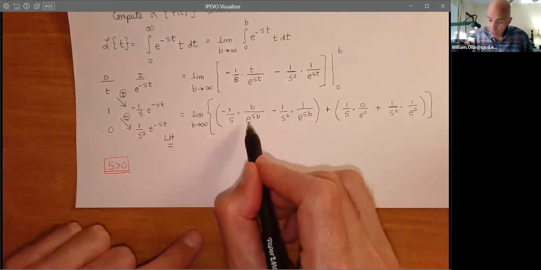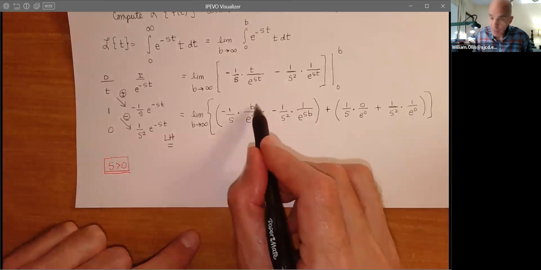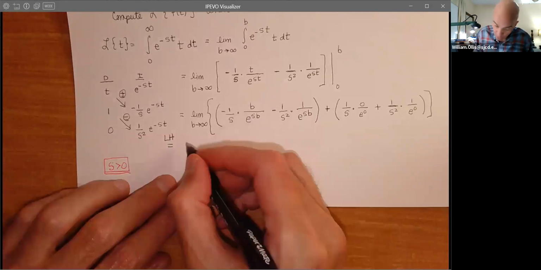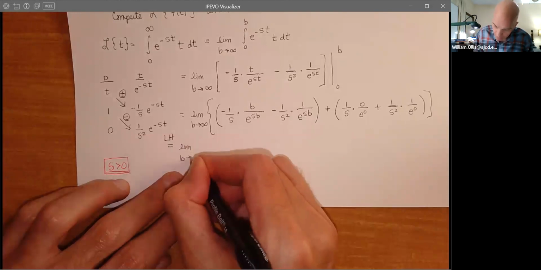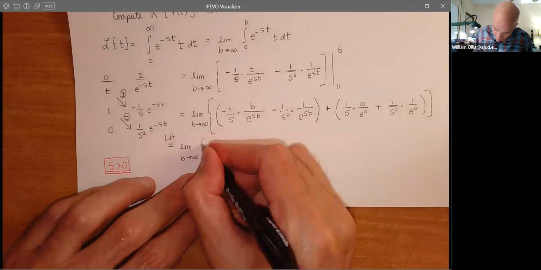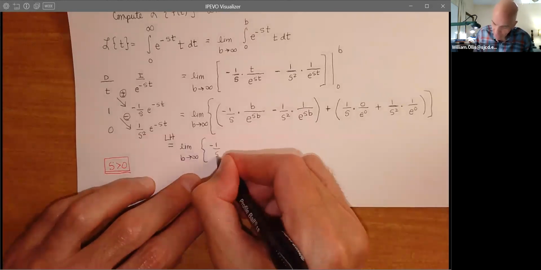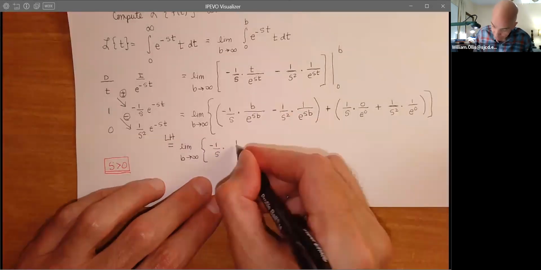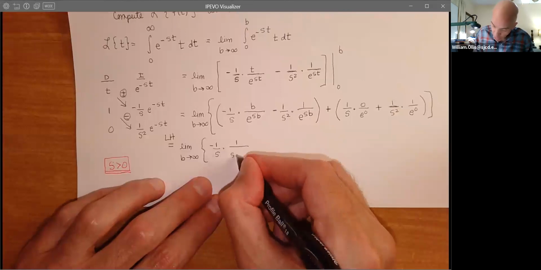And then likewise here, we'll apply L'Hopital because again, as b passes to infinity, this becomes infinite. And as b passes to infinity here, this becomes infinite. So let's apply L'Hopital. So we have the limit as b passes to infinity. So we have negative 1 over s. And then the derivative of b with respect to b is 1. And then, of course, we have s e to the sb.